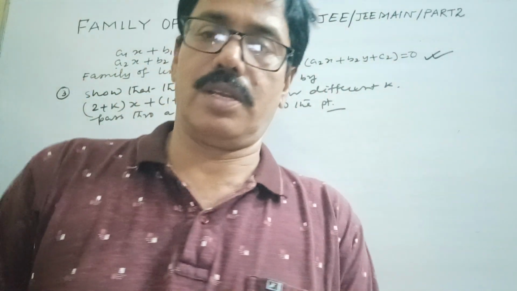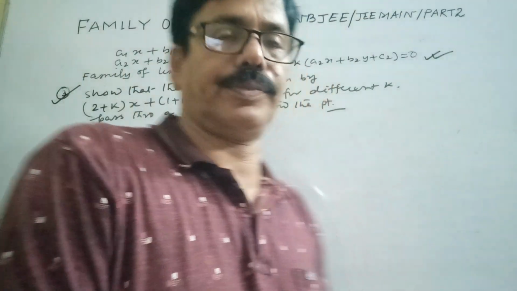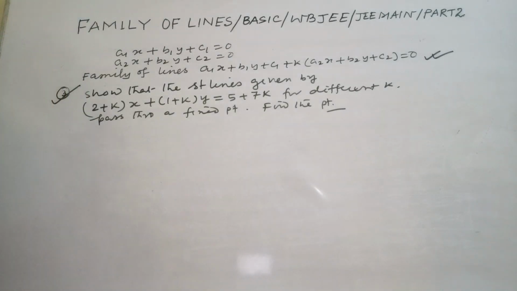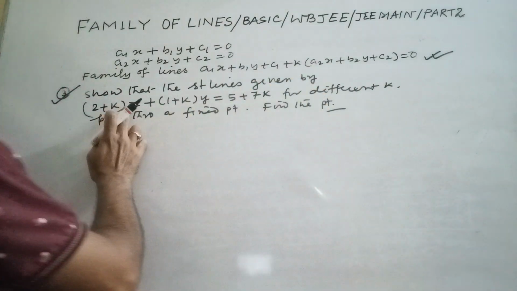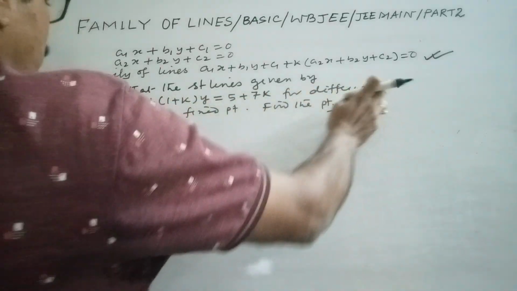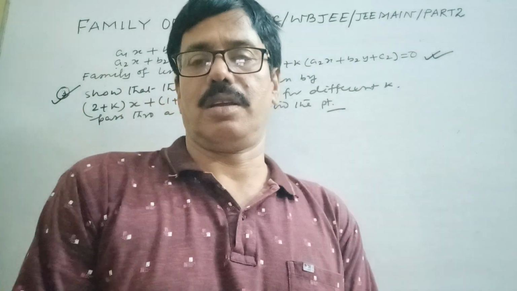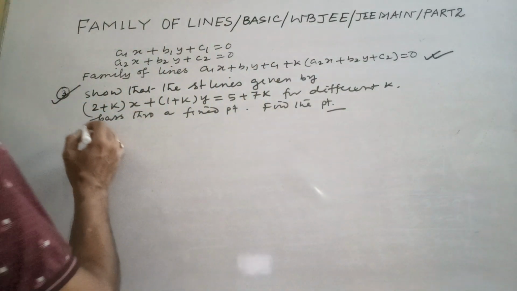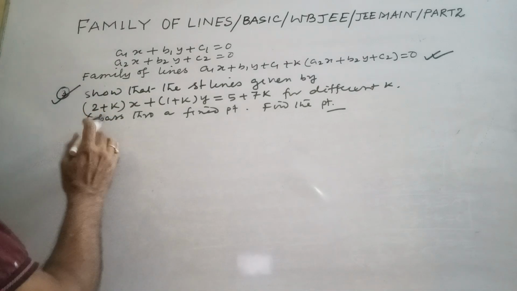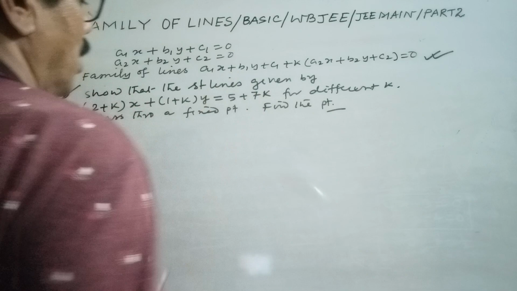Now we consider one more problem exactly similar to the earlier one. So that the lines given by this, for different values of k, pass through a fixed point. Find the point. So the combined equation is given. This is the combined equation: (2 plus k)x, (1 plus k)y, 5 plus 7k.